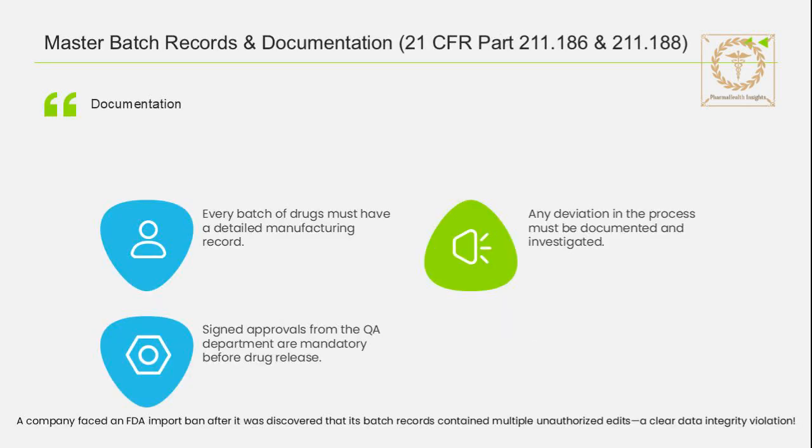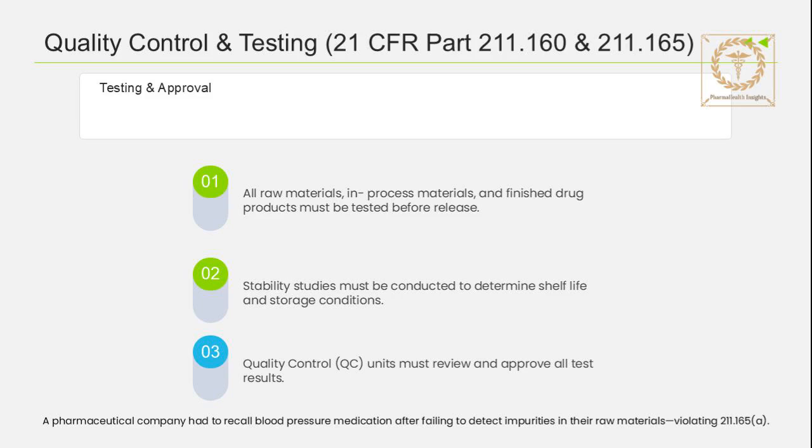Every batch of drugs must have a detailed manufacturing record. Any deviation in the process must be documented and investigated. Signed approvals from the QA department are mandatory before drug release. A company faced an FDA import ban after it was discovered that its batch records contained multiple unauthorized edits, a clear data integrity violation. All raw materials, in-process materials, and finished drug products must be tested before release.